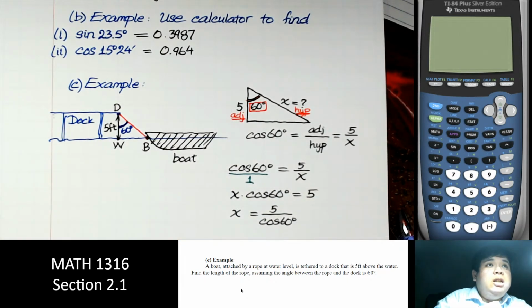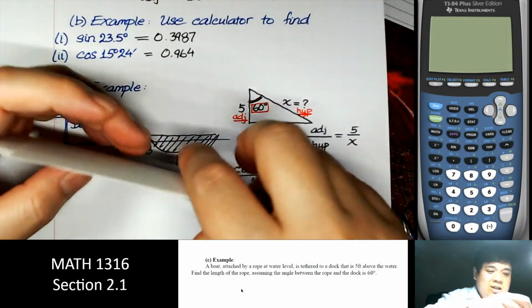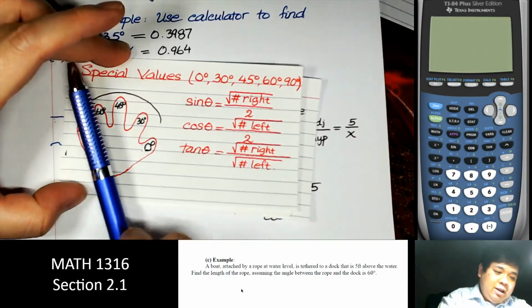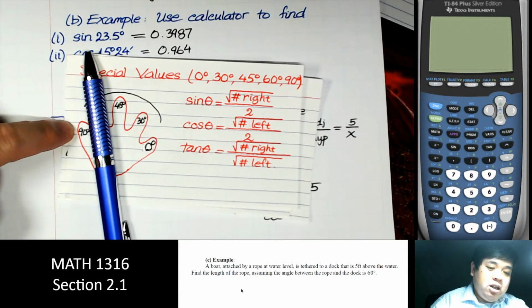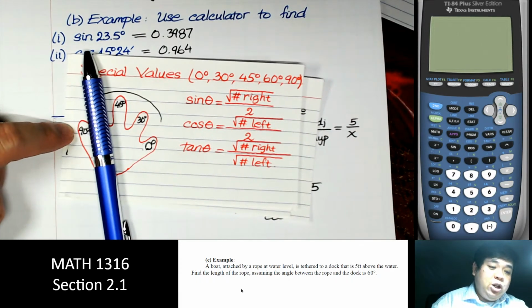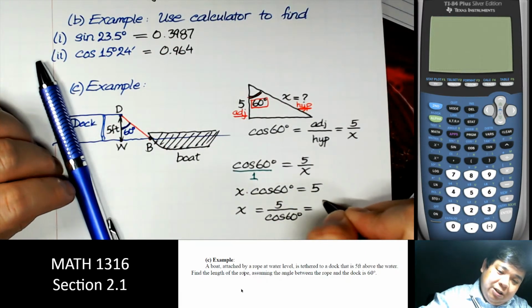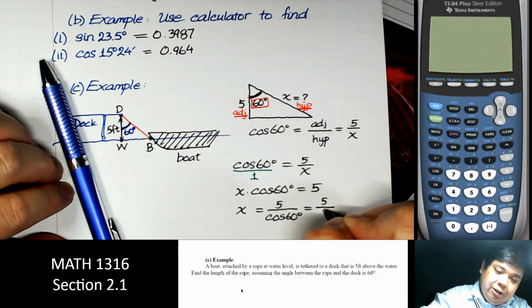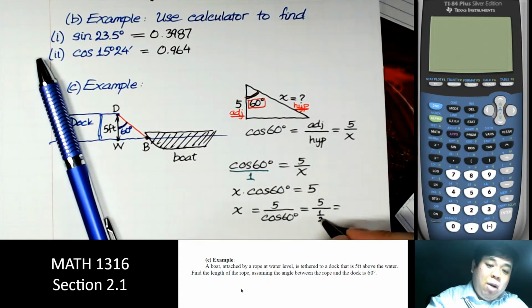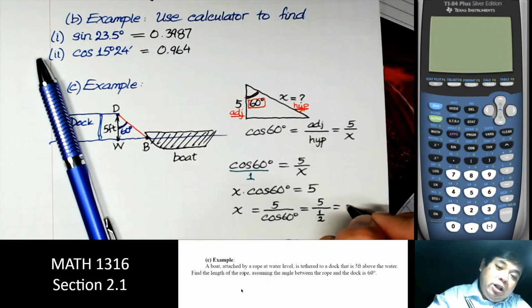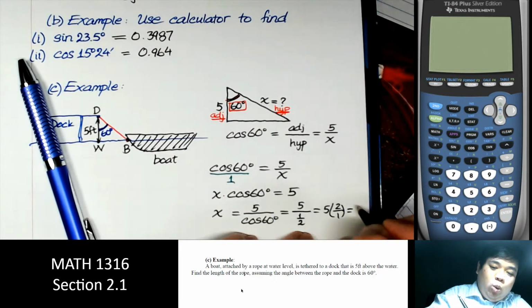Cosine of 60 degrees. Cosine is the number of fingers on the right, so that is square root of 1 over 2, or 1/2. Five divided by 1/2 is like multiplying by the reciprocal, 5 times 2, which is 10.